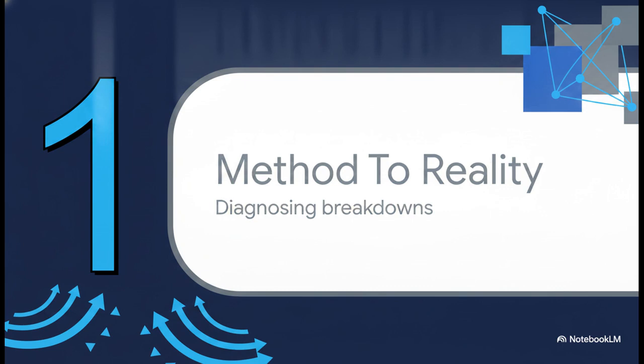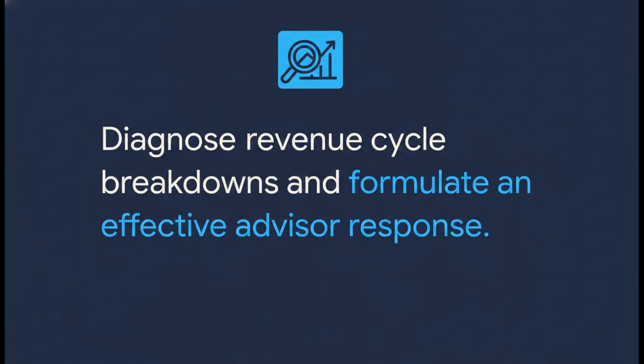Section 1. Method to real-world reality. It's time to shift our mindset from simply knowing the rules to actually diagnosing the reality on the ground. As business advisors and finance pros, understanding theoretical controls is great, but our real job? It's spotting the warning signs when a client's revenue cycle is actively breaking down right in front of us. Today, we're going to practice identifying the risk, figuring out the root cause, and executing the exact right advisory response.